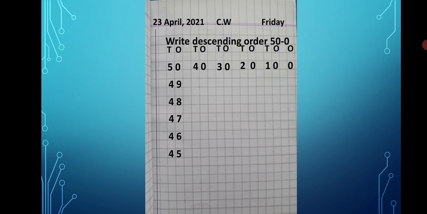Tens and ones. We will start from 50 to 0. 50, then we will write 49, 48, 47, 46, 45, 44, 43, 42, 41 in one line. Then we will go to the next line and write 40, 39 and so on.